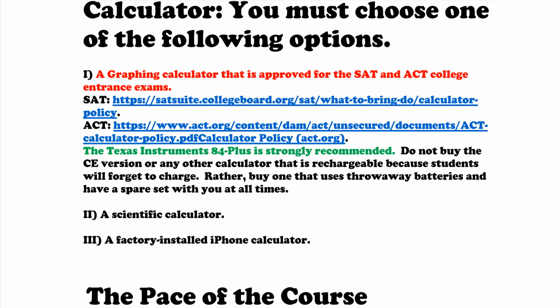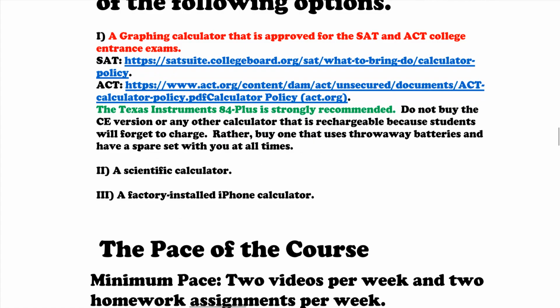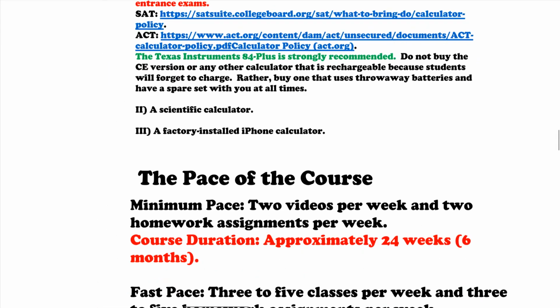Now, if you buy a TI 84 Plus, do not get the CE version. CE stands for Color Edition. You don't want to get that version because it has a rechargeable battery. And what'll happen is you'll tell a student to get their calculator and they'll say, well, it's not charged, so I can't use it. So that calculator basically just becomes a useless device. And so you want to stay away from that. You want to get the regular version of the TI 84 Plus that has disposable batteries. Those batteries will last for 6 months. And you can get a replacement pack or a backup pack and just have those with you just in case your batteries run out.